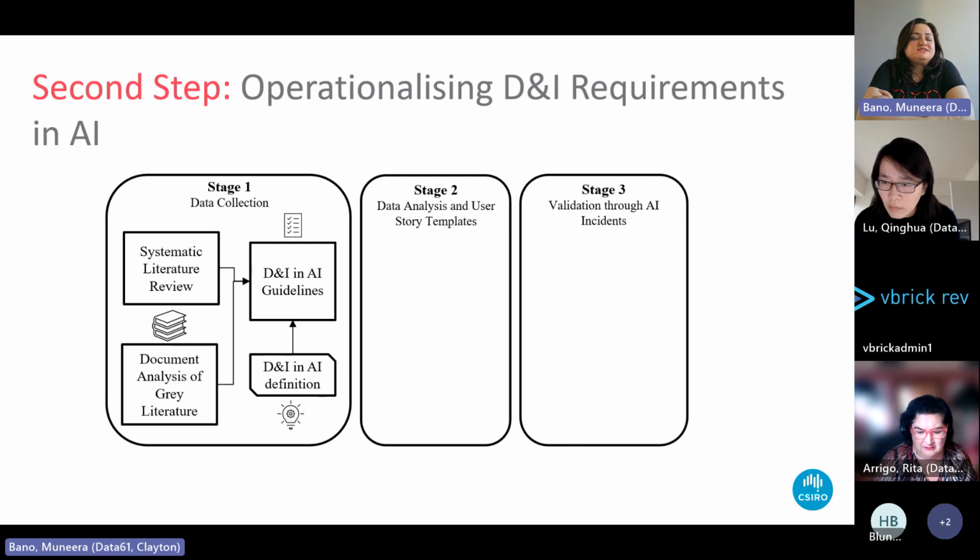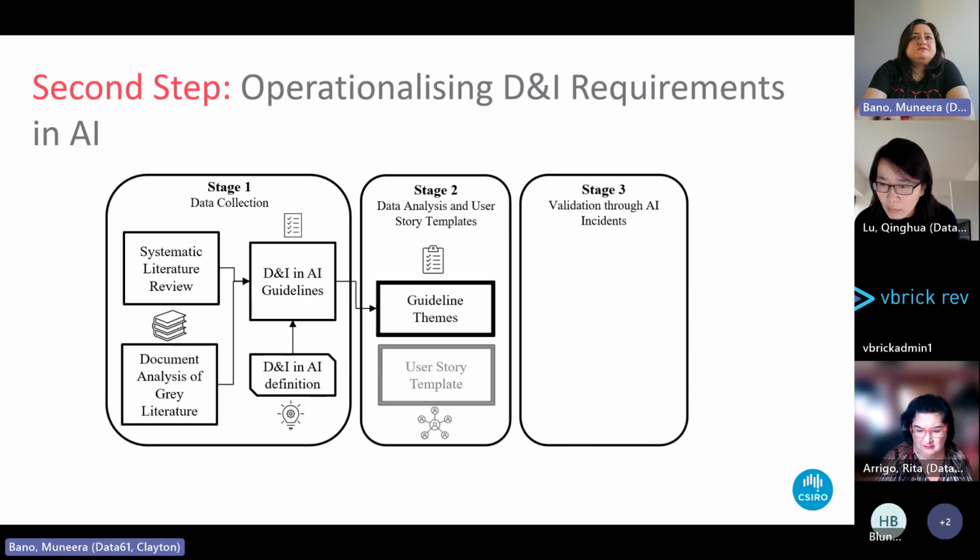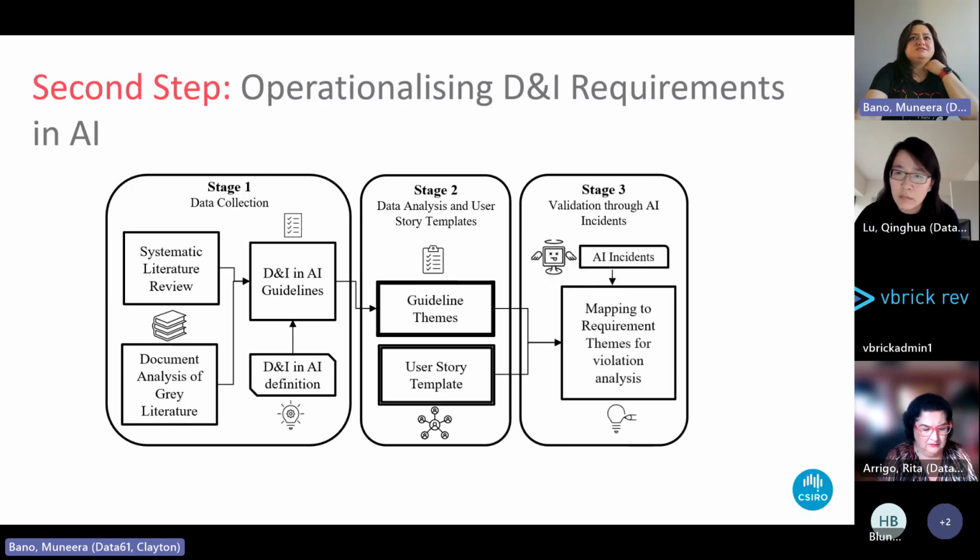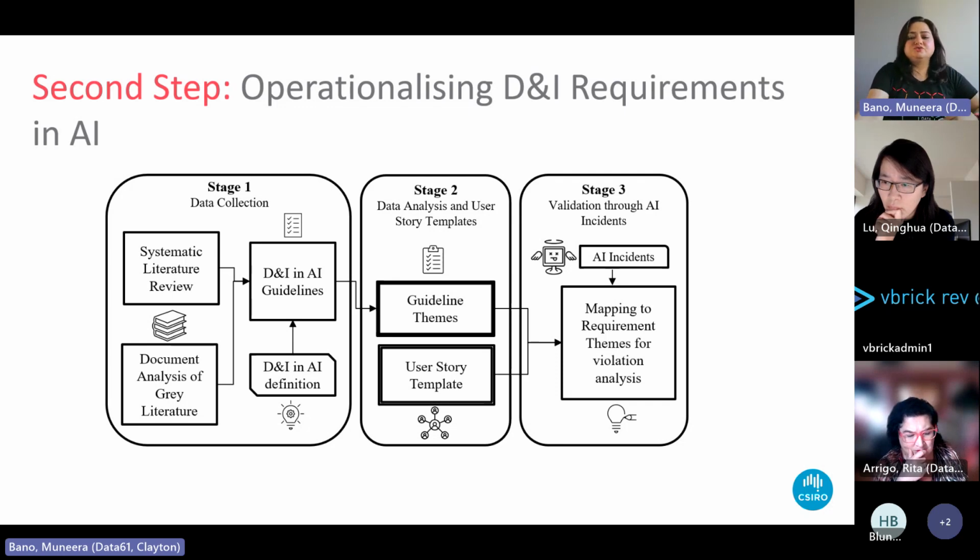So we used that definition as a framework to analyze whatever was coming from the literature. Then I created themes from those guidelines, which are, I would say, unique themes that can be used within the user story template that I'm going to introduce in a while to elicit requirements about diversity and inclusion. And then finally there are the AI incidents, which are real-life scenarios where an incident causes a violation of the D&I requirements. We try to see how well our user stories would help in future to avoid such incidents.